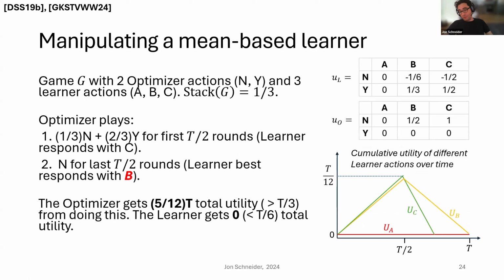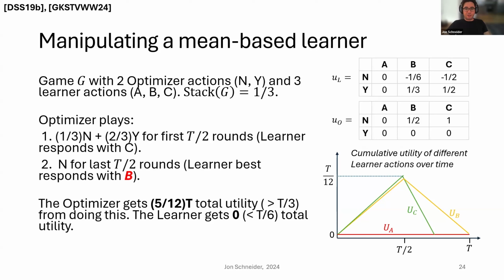So there are a couple of things, but one thing they can do is play their Stackelberg strategy for the first T/2 rounds, like before. And then like before, the learner will best respond by playing C. And then the interesting thing is for the last T/2 rounds, they're just going to play action N.